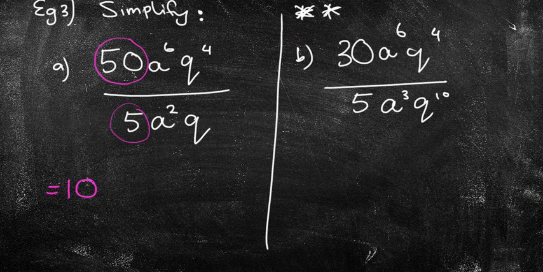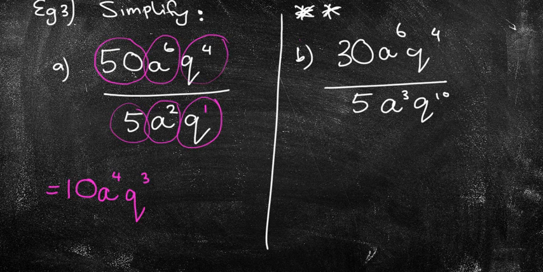Make sure you write these down too, guys. Then I've got a6 divided by a squared. So 6 take away 2 is 4, so I get a to the power of 4. I got q to the 4 divided by q to the 1, so 4 take away 1 equals 3, and I've got my answer. Now, if you want to do it the longer way, certainly, guys, you're most able to.